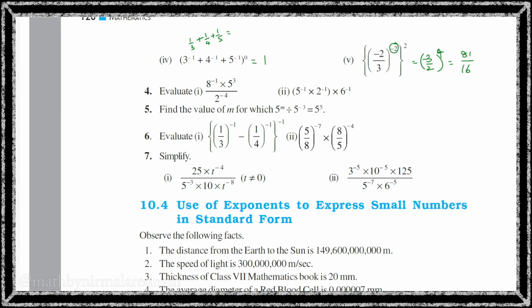Find the value of m if 5 power m divided by 5 power minus 3 is 5 power 5. So I know that here LHS is m minus of minus 3, which is plus 3, equal to 5 power 5, right? So here the bases are equal. So I'm going to equate the powers, which implies m is equal to 2. So that is my answer. Next, I have a lot of negative powers in the next one. Let us take it up.